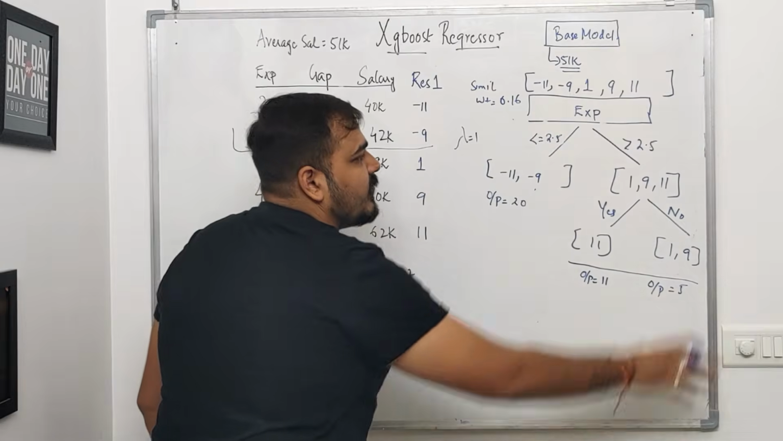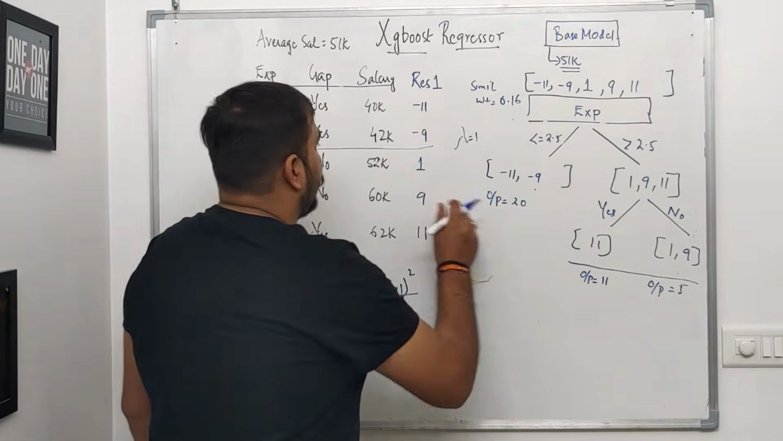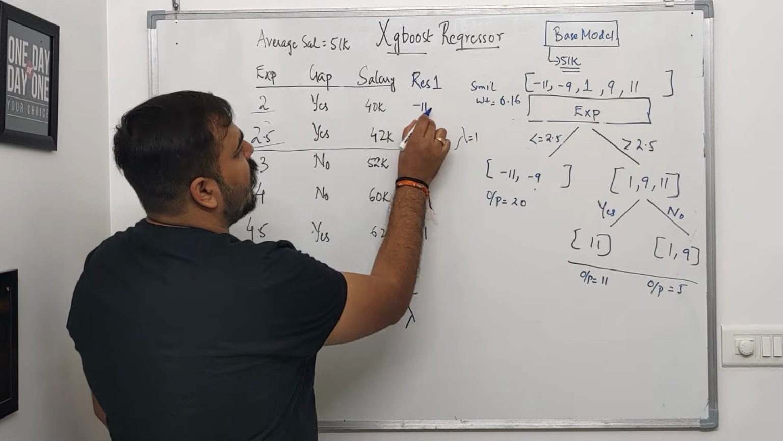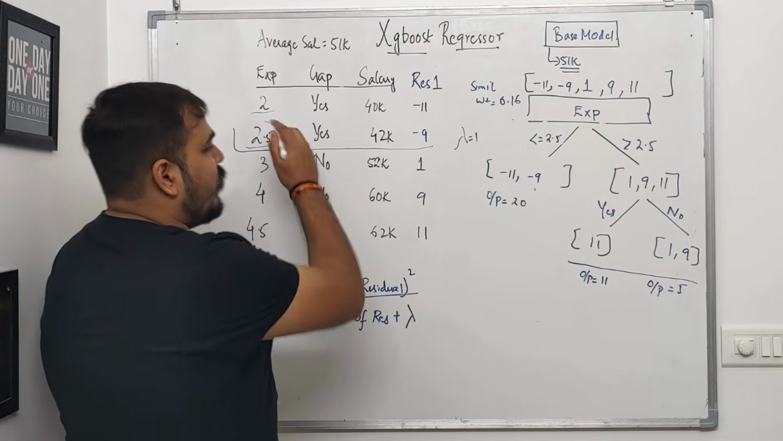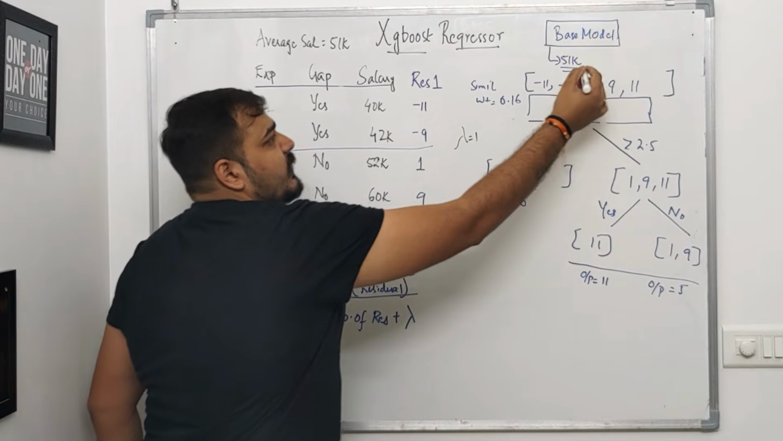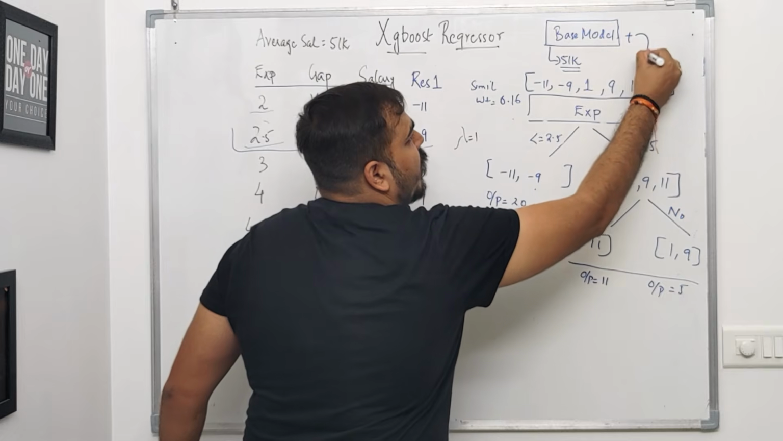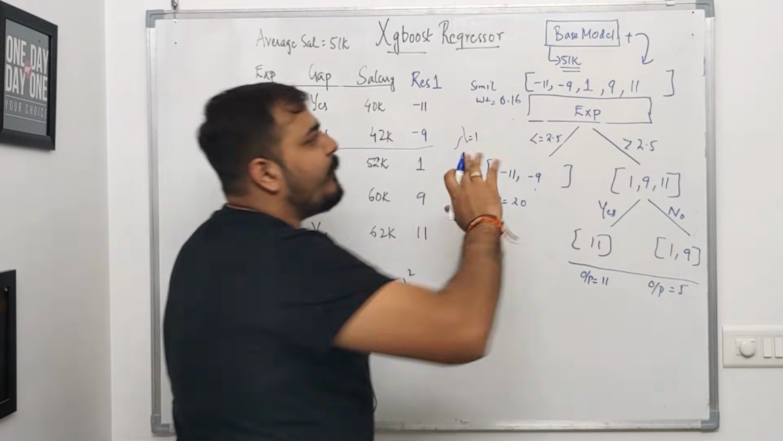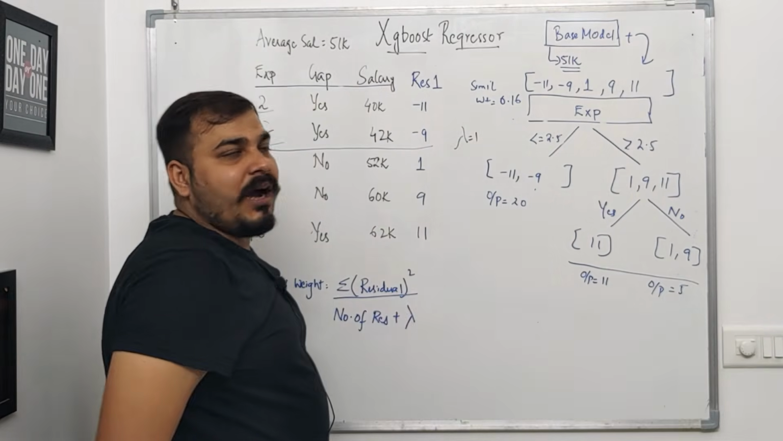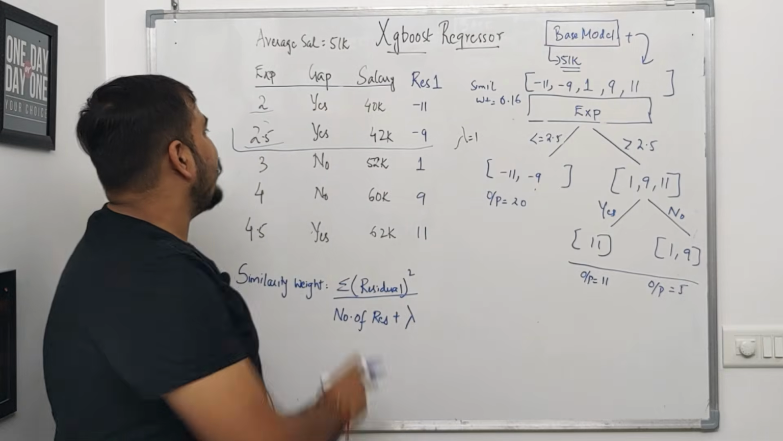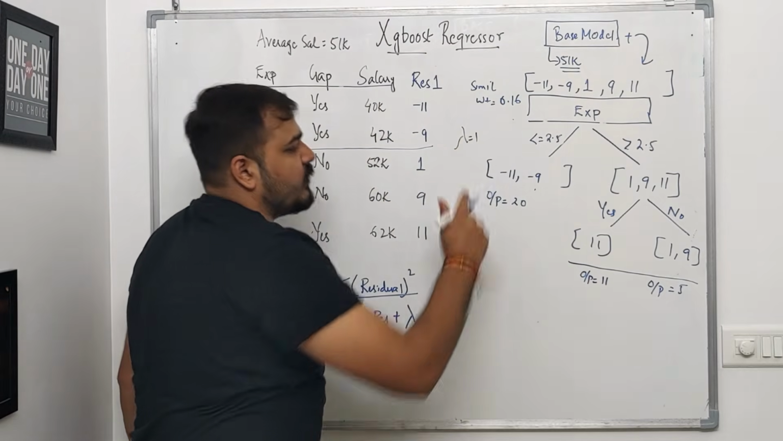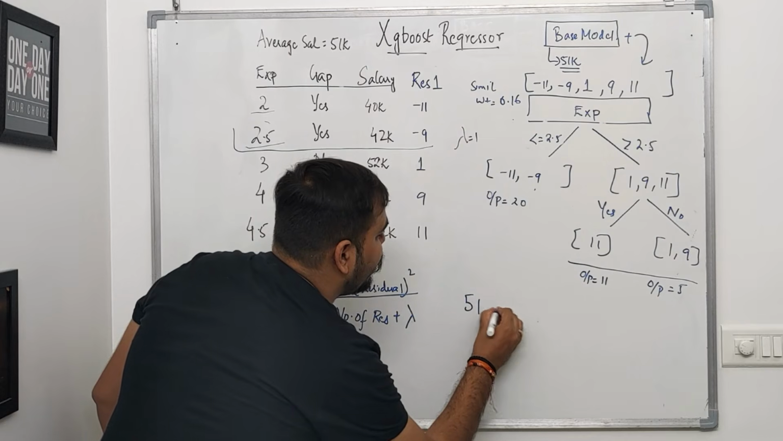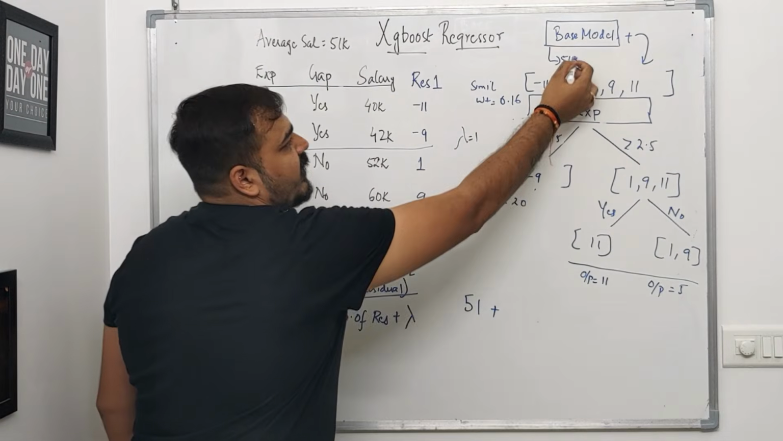When I have done this, now suppose I take this record and try to calculate what the output will be. First, after this base model, we'll pass through this tree. So as soon as I pass this record, suppose I am passing this first record, first of all it will go to the base model. The base model will give me the value as 51, because this is 51k.